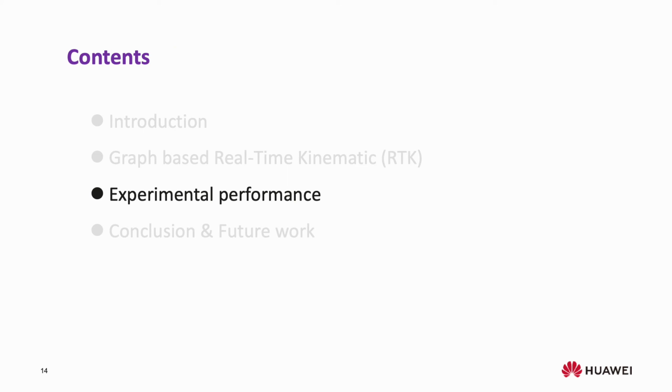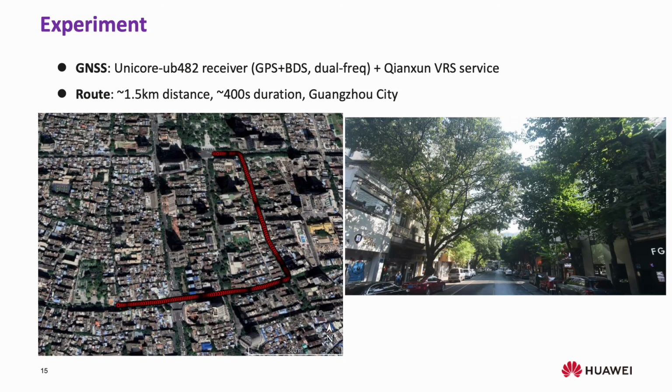The third part is the experiment performance. The proposed algorithm by FGO and second optimization are tested and compared in a medium and deep urban environment in the city of Guangzhou. The test route is about 1.5 kilometers long. The rover receiver on the test vehicle is a navigation level receiver with dual frequency of Beidou and GPS constellations, and the base station information is provided by Qianxun VRS service.